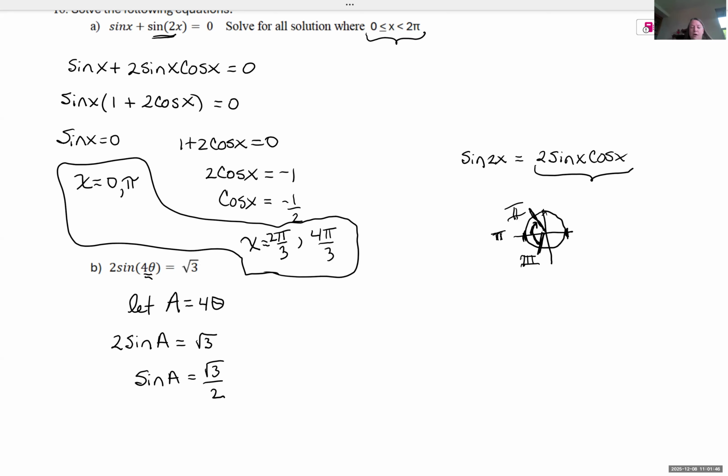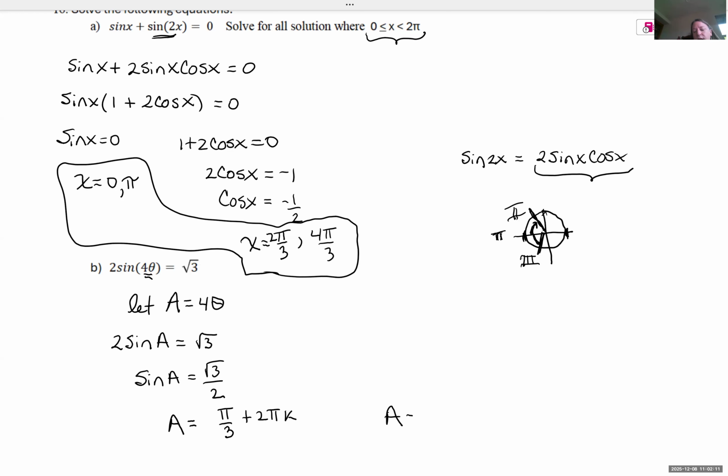So I'm kind of working backwards, thinking to myself, what angle of sine would give me back root 3 over 2? Well, that's at 60 degrees or pi thirds. So this is when a is equal to pi thirds. We have to add in this plus 2 pi k for now.